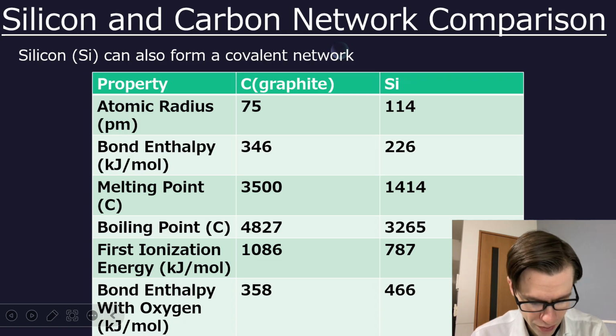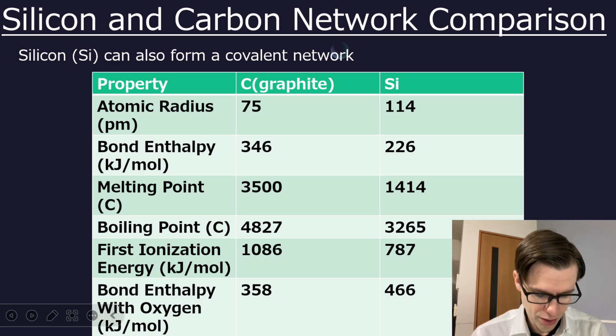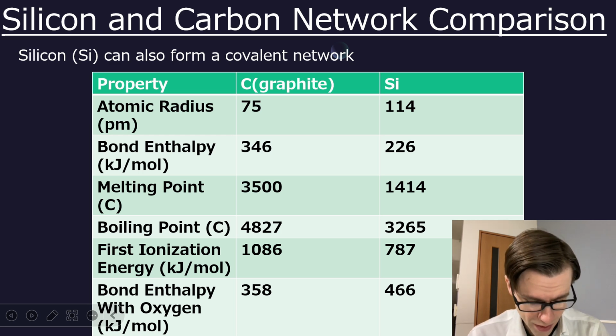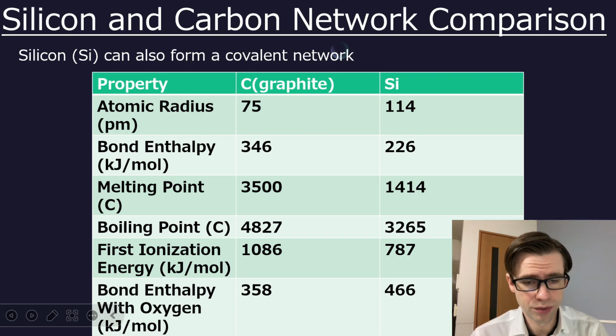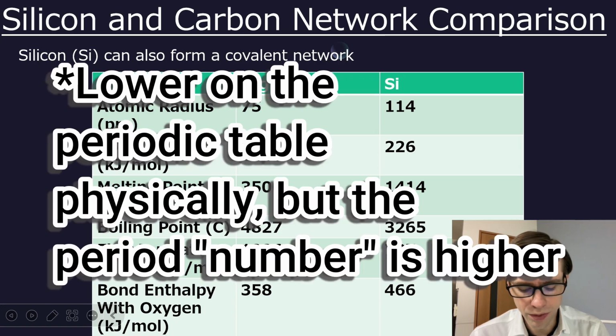First ionization energy. So I think this doesn't really have to do with graphite, but it's just how much energy it would take to remove one electron from a carbon atom. It's 1,086, whereas silicon is 787, quite a bit less. Again, that is due to shielding, being in a lower period, less effective nuclear charge felt on the outer electrons in silicon.